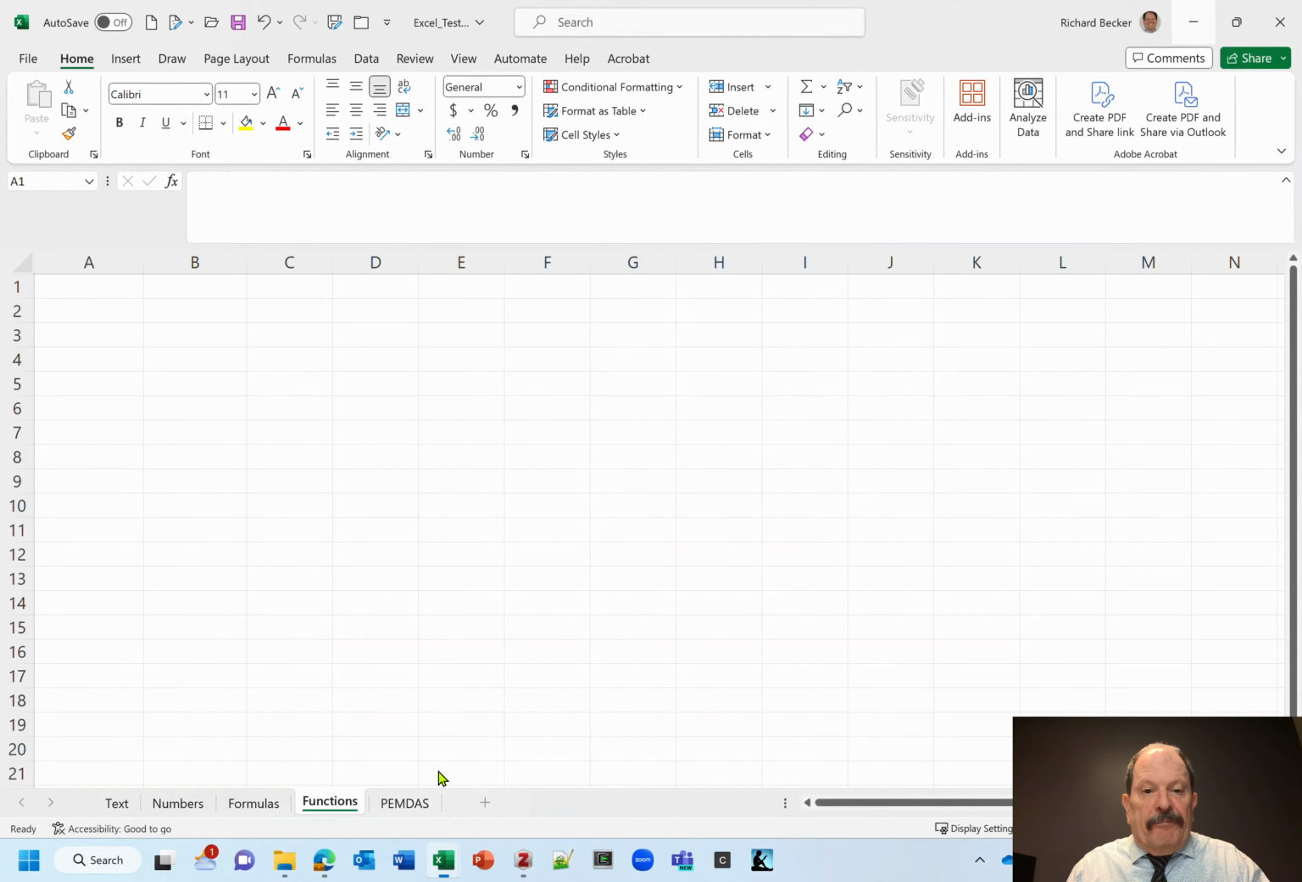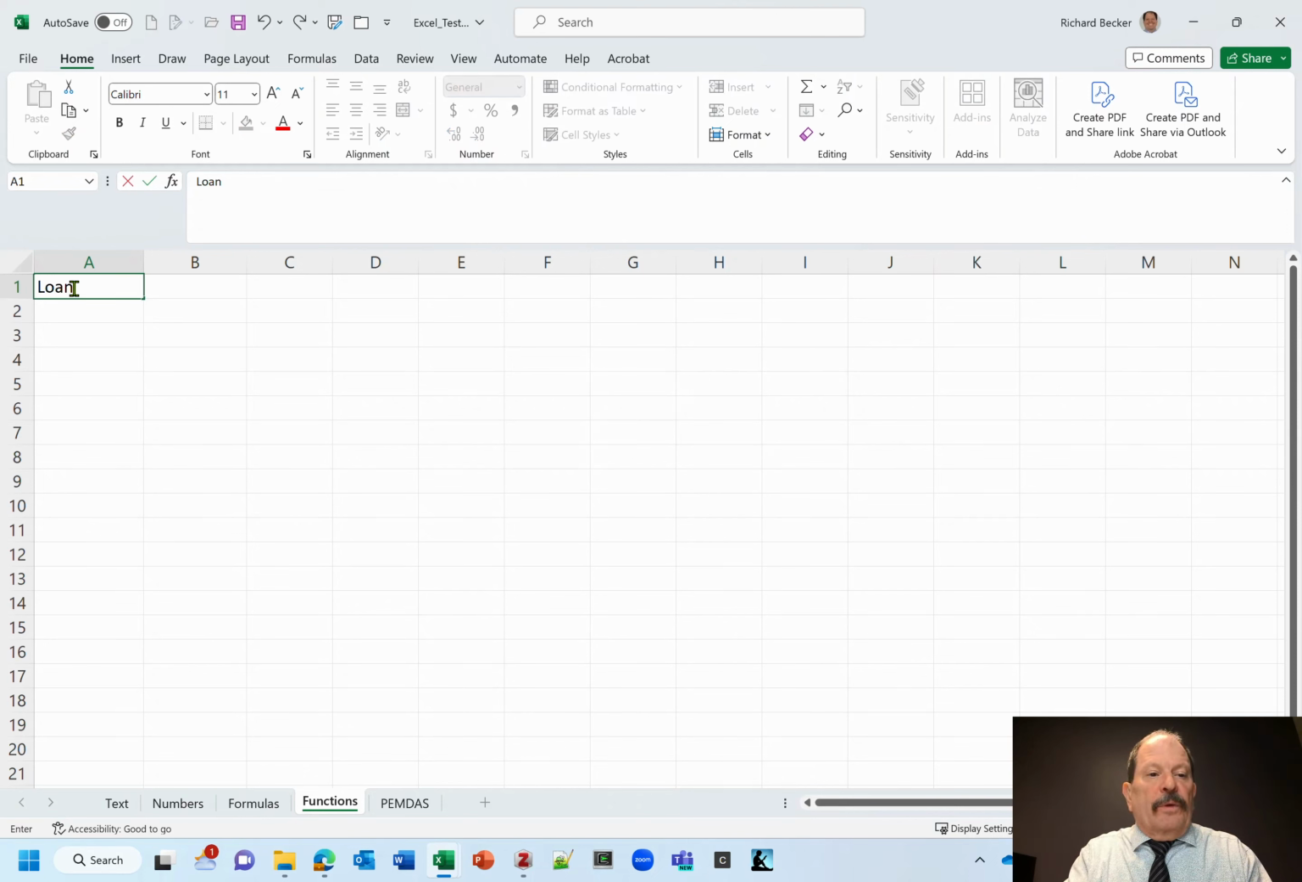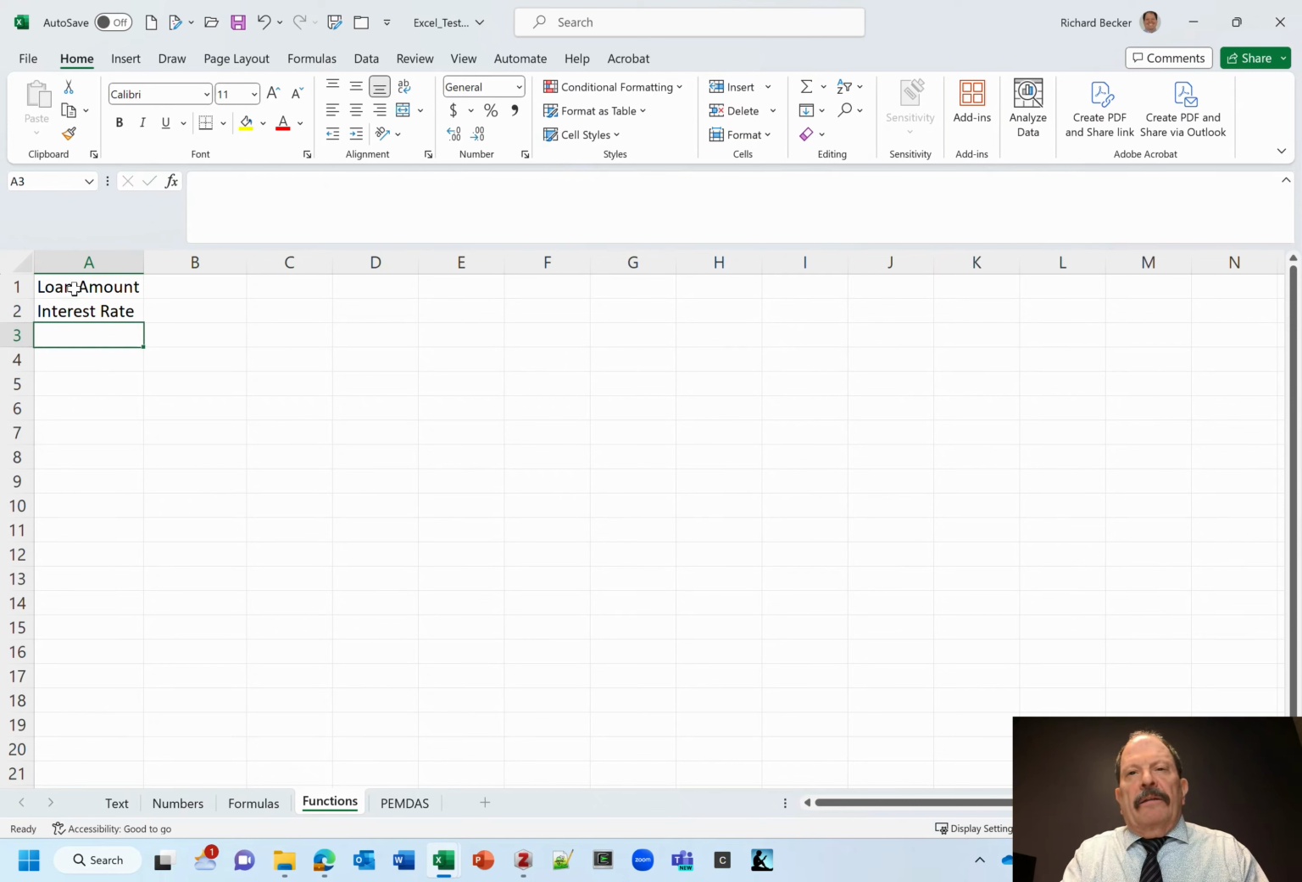So I'm going to go ahead, and I've pulled up my workbook that I'm using for our recordings here. Let me just type in some text in here. So we have our loan amount, we have our interest rate, and then the loan length. How long are we going to pay for that loan? And then how many times a year do we have to make that payment? So we can say just payments per year.